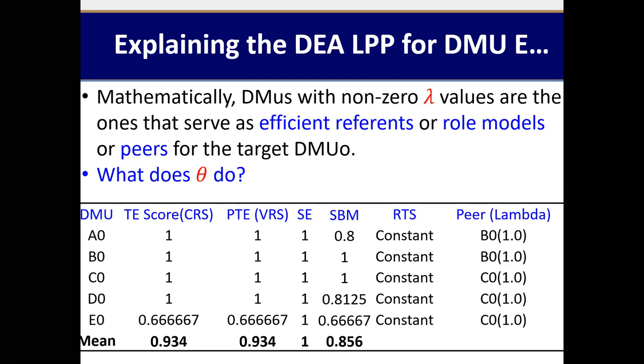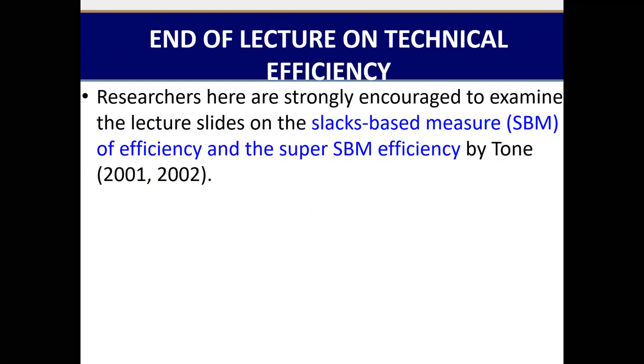Now, what does the theta do? Theta reduces the current input levels to their target levels. That's what theta does, and that's the objective. And so if the current input levels are the same as the target, then theta will be a value of one. I should have asked you that question. That brings us to the end of the lecture on technical efficiency assessment.